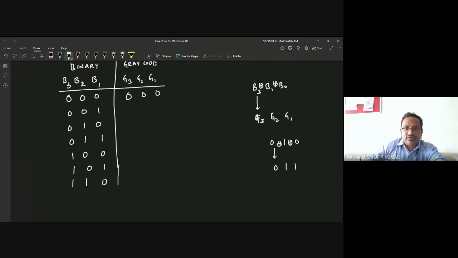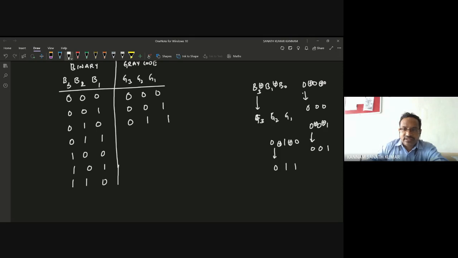0, 0, 0 only. If you check this one, 0 XOR 0 XOR 0 you are getting 0. Next, 0, 0, 1 means you are getting the same thing, 0, 0, 1. You can see over here, this is a binary number. So 0 XOR 0 is 0, and 0 XOR 1, you are getting 0, 1. I took this example, so in this example I will get 0, 1, 1.